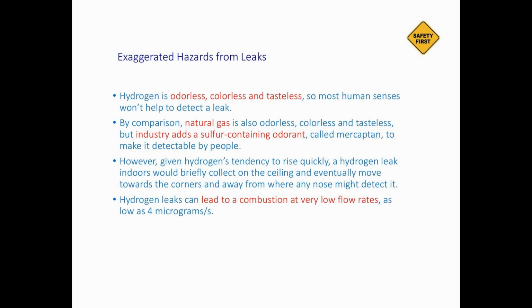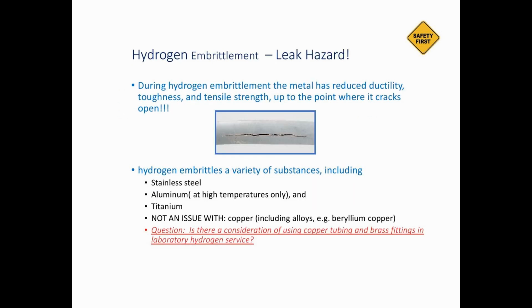So hydrogen leaks can lead to combustion at very low flow rates, as low as 4 micrograms per second. It's roughly under one cc per minute. That could give you trouble if you accumulate it over time.